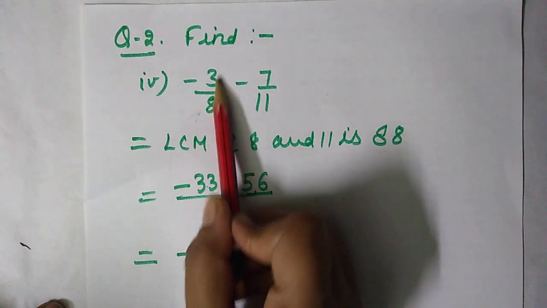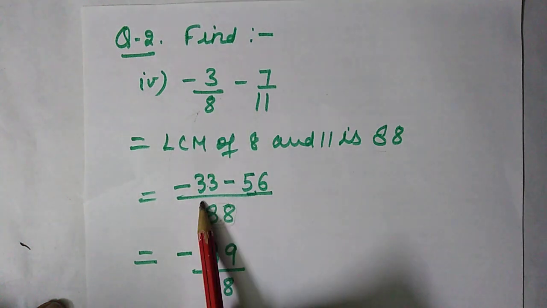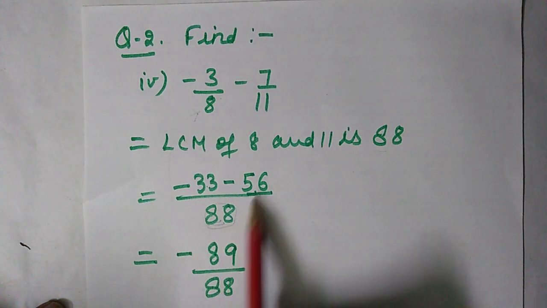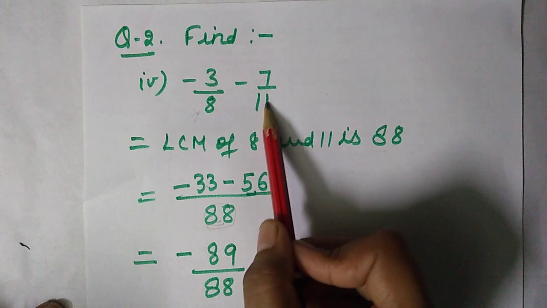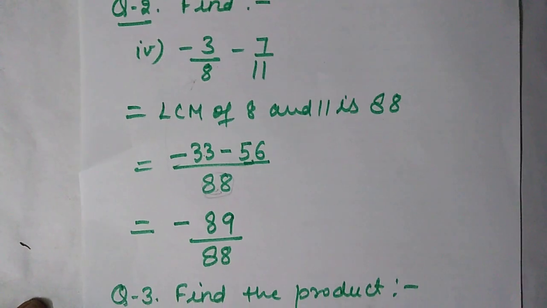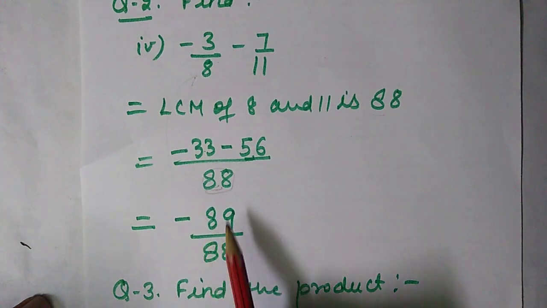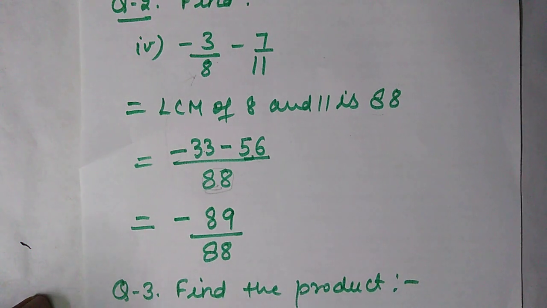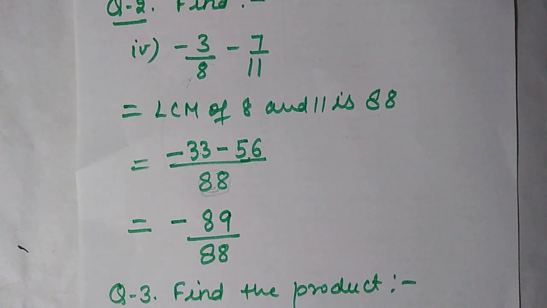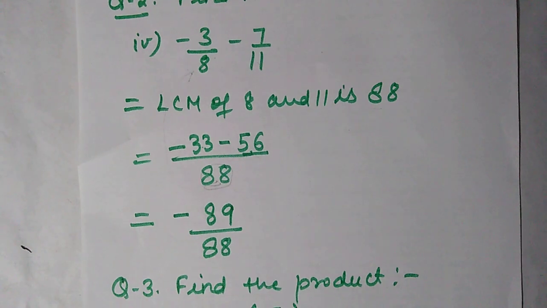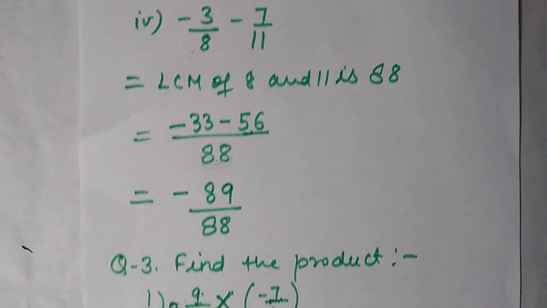What comes is 11, then multiplied with minus 3, so that is minus 33. Here also 8, then 8 into 7 is 56. So on solving you will get this. Okay, this is how to subtract the rational numbers. Same, you have to take the LCM and then solve.